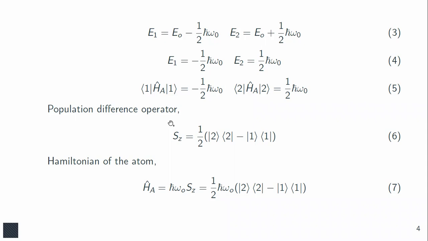So this gives the results in equation 5 exactly, and we have successfully defined our desired Hamiltonian of the atom. It is given in terms of the population difference operator: the complete form of the Hamiltonian is h bar omega naught times the population difference operator, where h bar omega naught is the energy difference between these two energy levels.